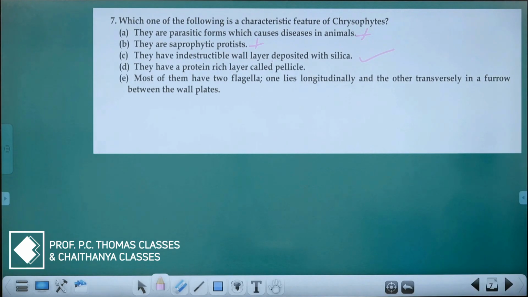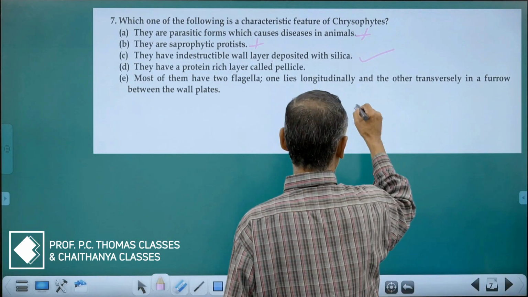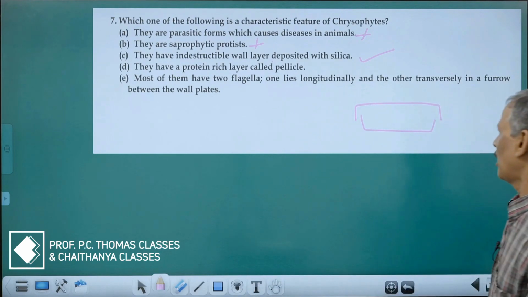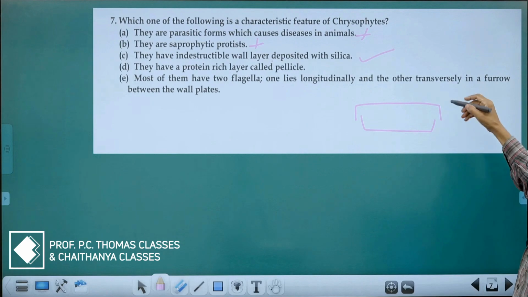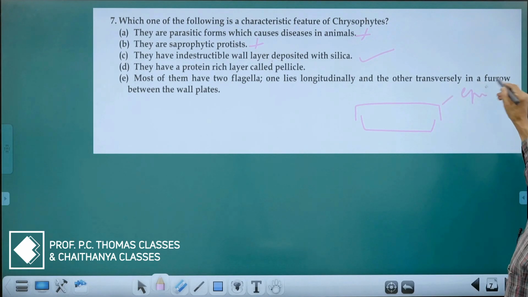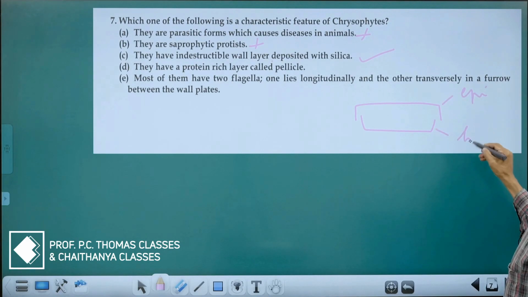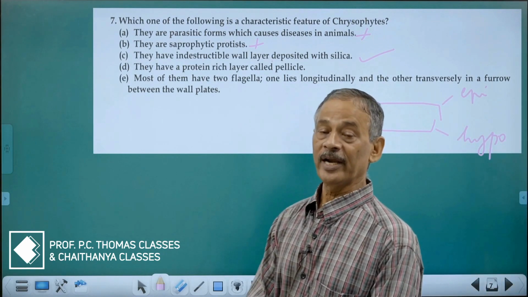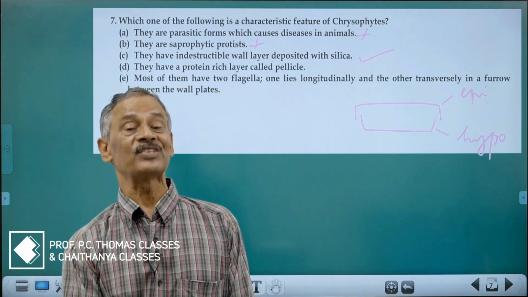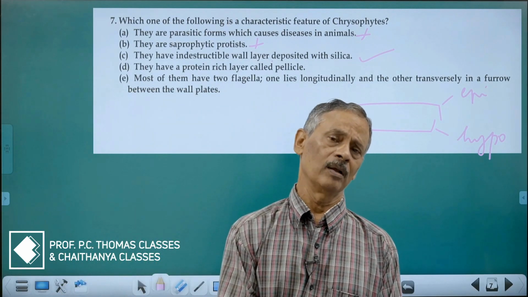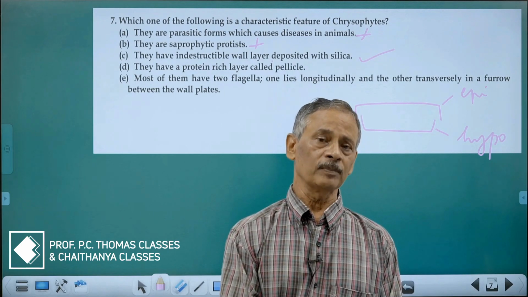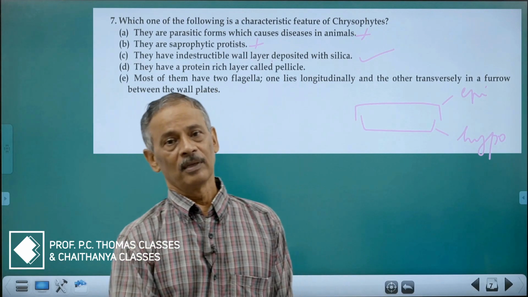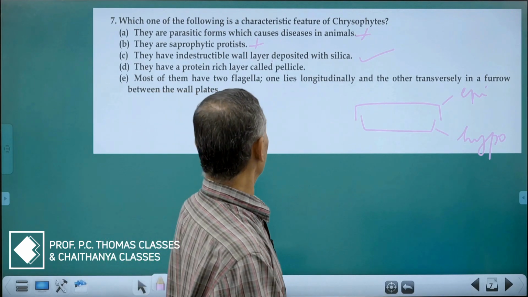Chrysophytes have a soap dish like pustule or theca. This is the epitheca, the larger upper part. This is the hypotheca, the smaller lower part. They are all made up of cellulose impregnated with silica so that they are indestructible. When they fall to the bottom, after thousands of years, they form a gritty soil called diatomaceous earth.